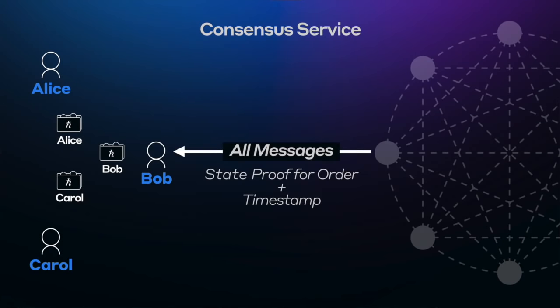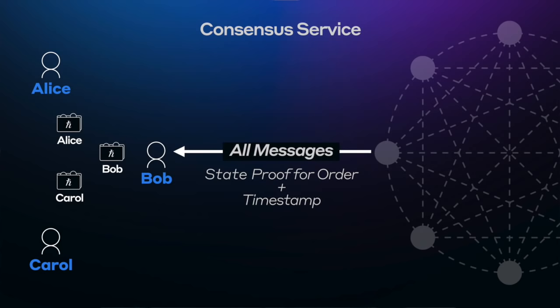The main network then does what consensus engines do. It puts them in order and it puts timestamps on them. And then it sends them all back to Bob, say, with a proof of state. Bob will also have a state proof and a timestamp.